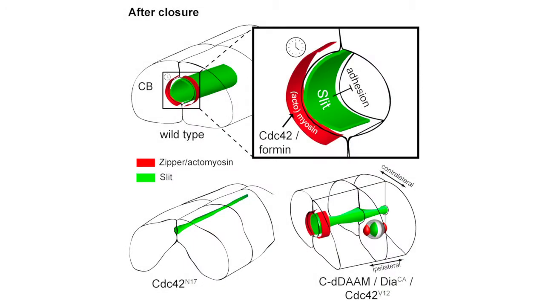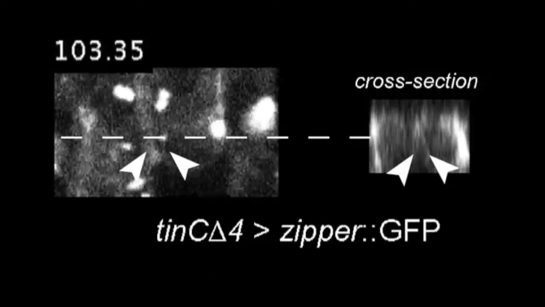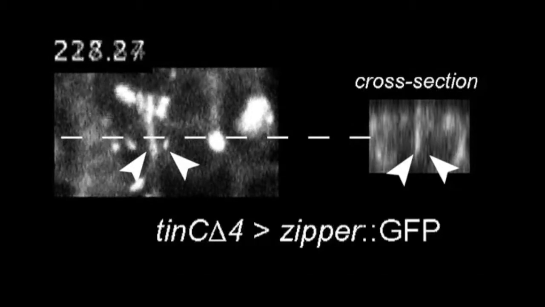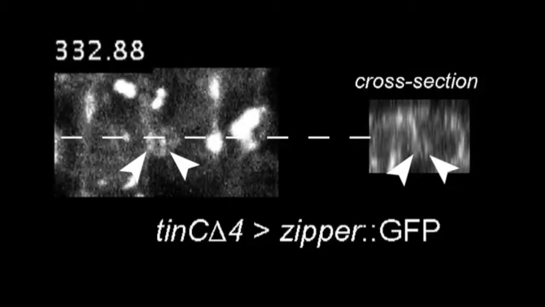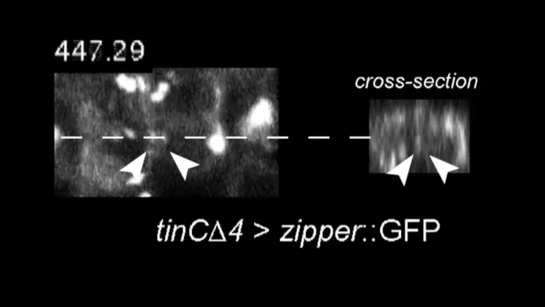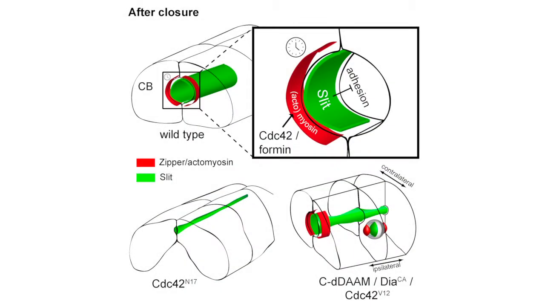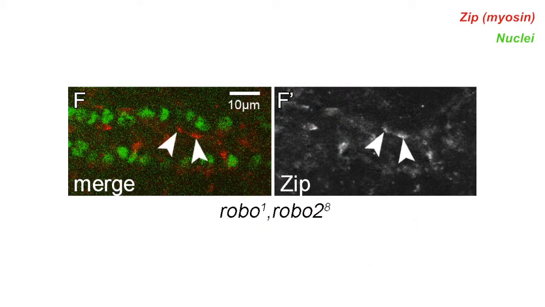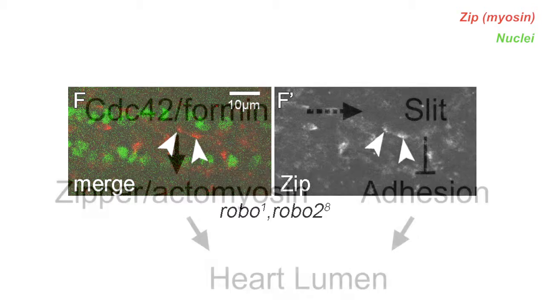After closure, what we see is that as the lumen is being formed, we get, again, strong pulses of non-muscle myosin at the luminal domain. We think that this is something that either keeps maintaining the luminal space or enhances the luminal space. We don't know which of these two it is, but it could just be that you have actin-myosin opening the luminal space and then having SLIT as an anti-adhering factor that keeps this open. The Cdc42 formin zipper pathway seems to function independently of SLIT. For example, zipper's localization is unaffected in mutant embryos lacking the SLIT receptor.